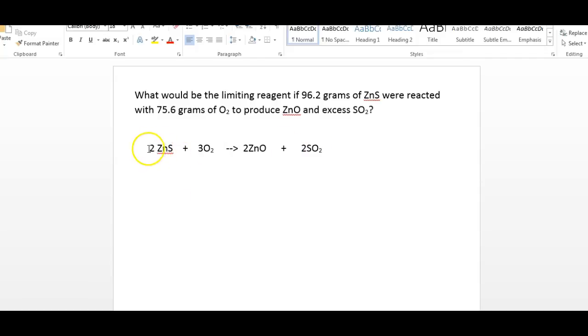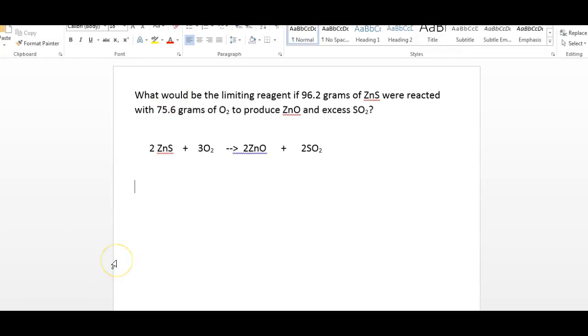So now we know the molar ratio: 2 moles of this to 3 moles of this to 2 moles of this to 2 moles of this. Then we're just going to start off with figuring out mole ratios. We're not going to go all the way through to grams, because it's not asking us that in this question.